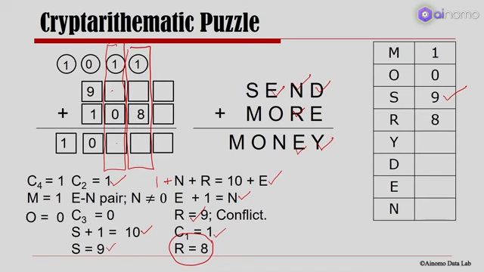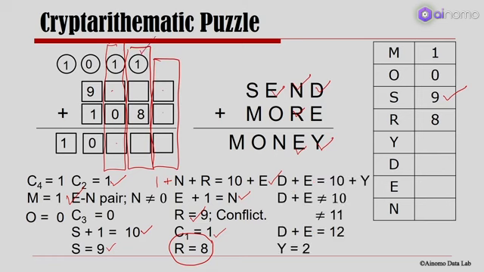Now it is interesting to note that I have a relation between E and N already there as a pair, but my last column also makes it clear that there is a relation between D and E. The only thing that I must realize is that the Y that I have is actually the relationship that D plus E is equal to 10 plus Y, because I have a carry of 1 here. So once we look at this, I know that D plus E is 10 plus Y, but we know that Y cannot be 0 because 0 is already taken by O here.